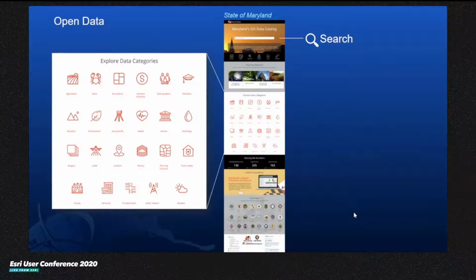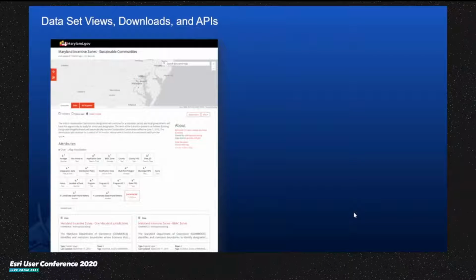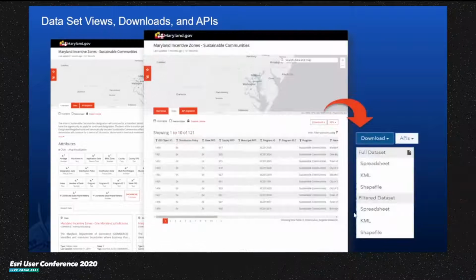Here's an example of an open data site from the state of Maryland. Notice that they have a search tool, but they've also provided some categorization of their data that makes it easy to find what you're looking for. So if I were to drill down into one of those categories, I would get to a data set view and I'd be able to explore what attributes are in the data, explore related data, and filter and download that data if I wished, or access it via API.